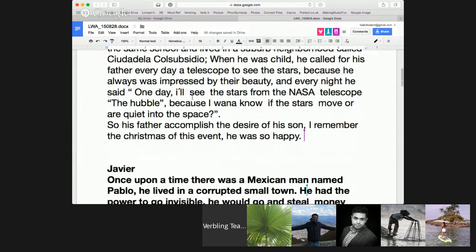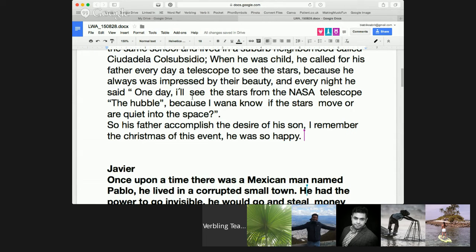So his father accomplished the desire of his son. I remember the Christmas of this band. He was so happy. I'm sorry, I don't finish the history. I don't have more time. No problem, Julian. Is this a story, a famous story from Colombia? No, it's a story of a friend of mine who has always dreamed to work for NASA, and now he's working at NASA.